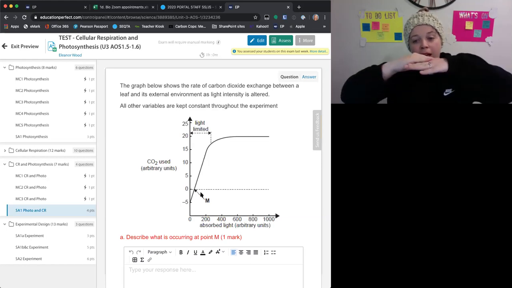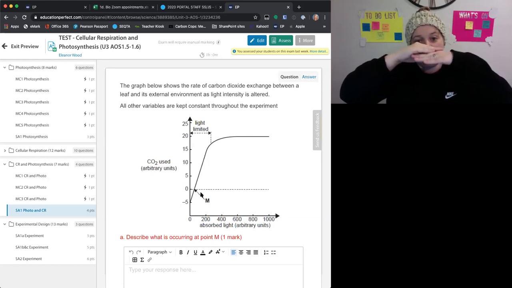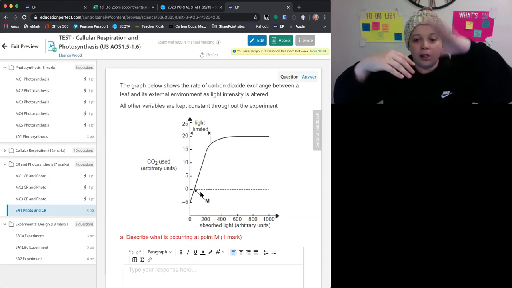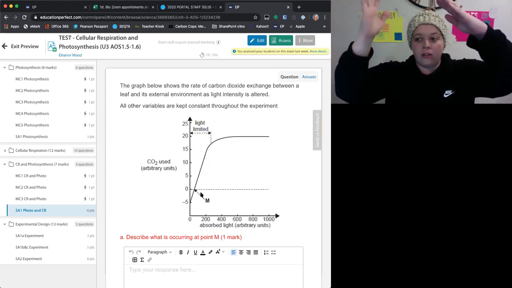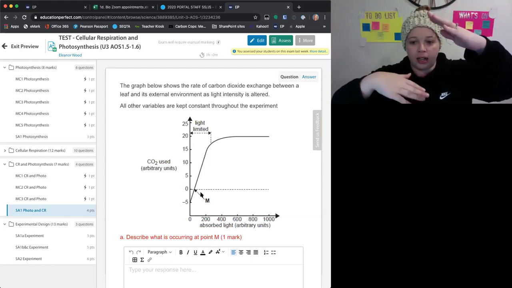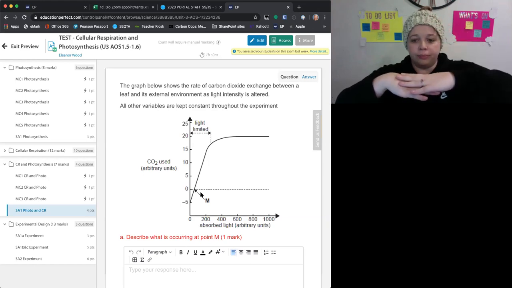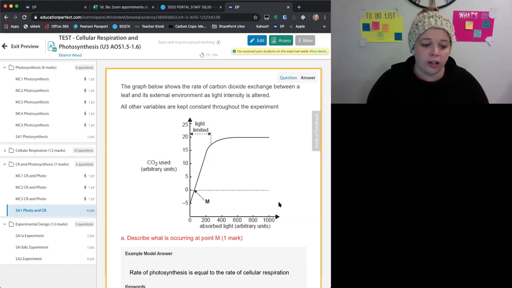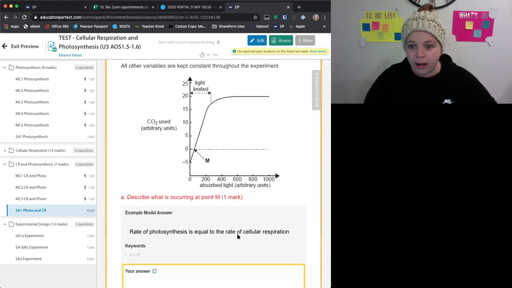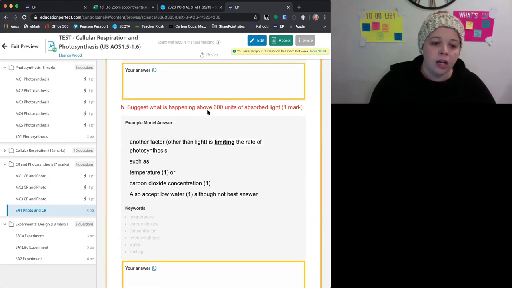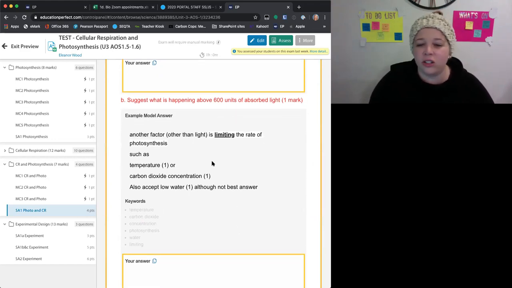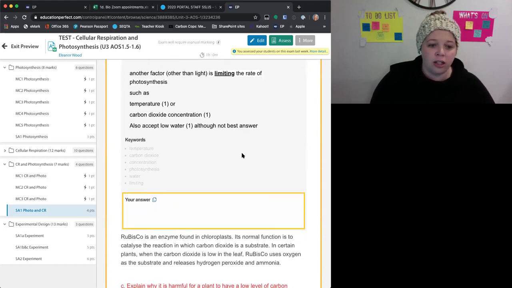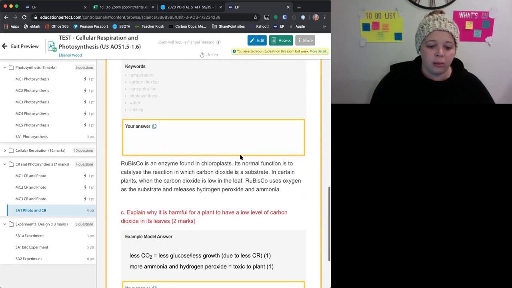Where they equal out, where they are completely on the same level, you've got respiration releasing the carbon dioxide and photosynthesis taking the carbon dioxide. Bang. That's where you end up with the rate of photosynthesis equal to the rate of cellular respiration. So what's happening above 600? Essentially what I was looking for here was anything else limiting. And I would like you to mention what a limiting factor is.